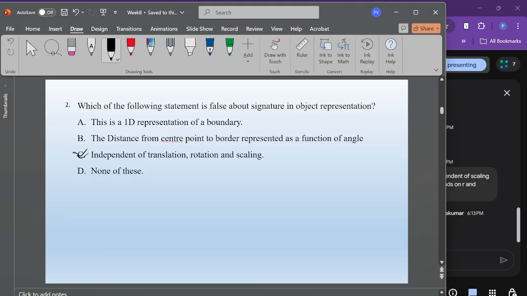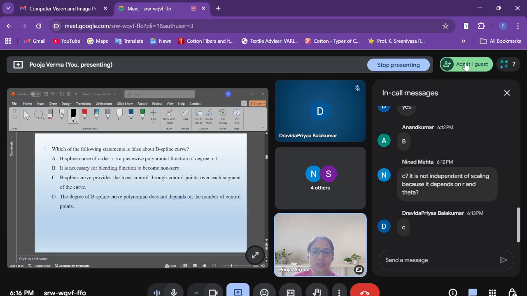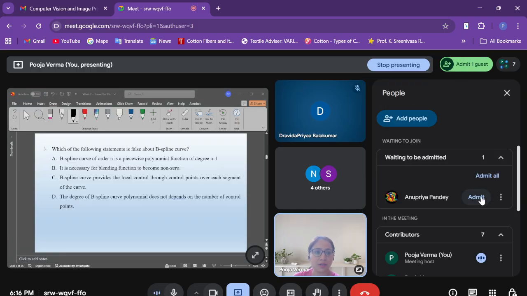Okay, so now moving to our next question. Our next question is, which of the following statements is false about B-spline curves? So again, they have asked for the false statement, so be very careful about that.